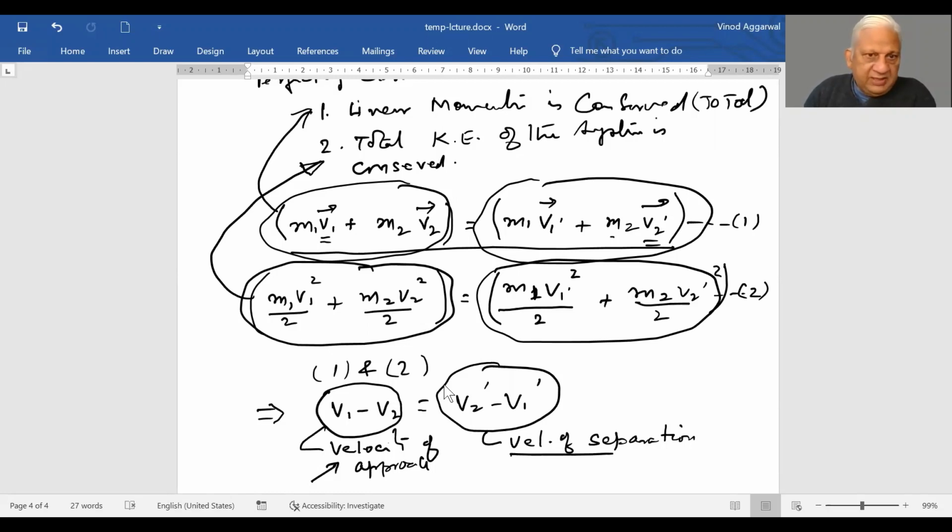But from an understanding point of view, what does velocity of approach mean? Velocity of approach is the velocity with which the distance between the two bodies is decreasing, whereas velocity of separation is the velocity with which the separation between m1 and m2 is increasing. Okay, just for the sake of understanding.